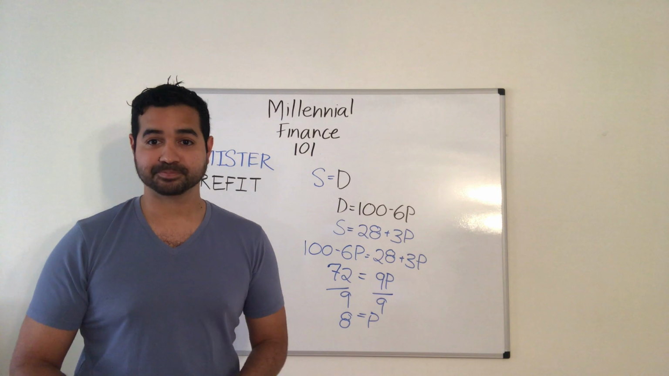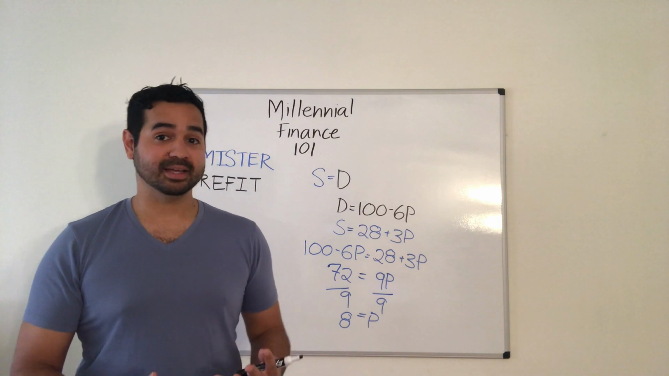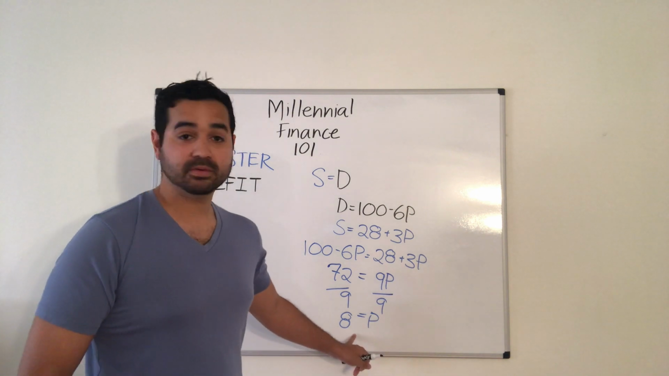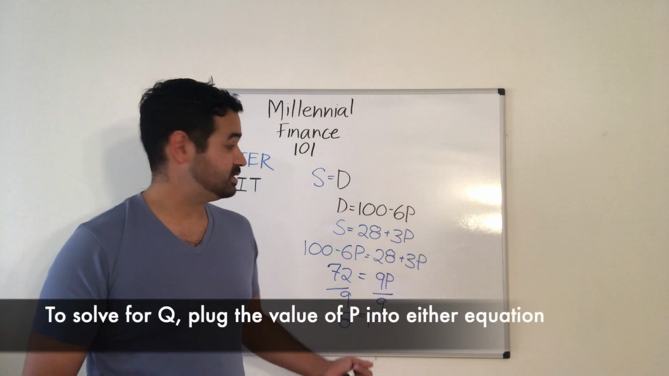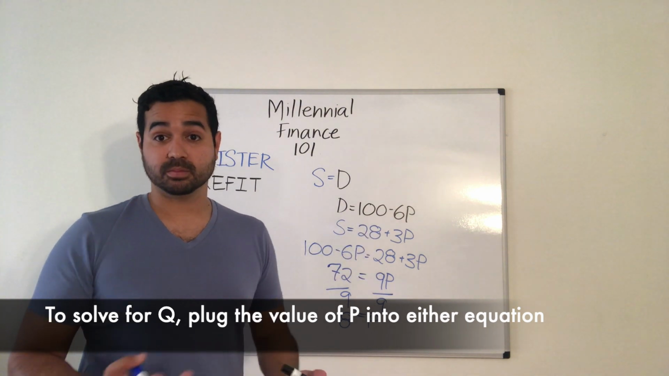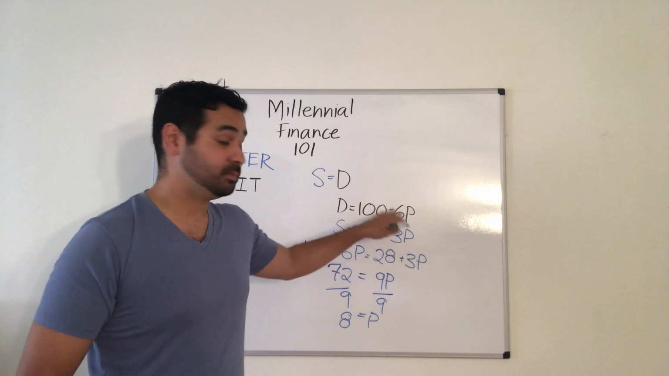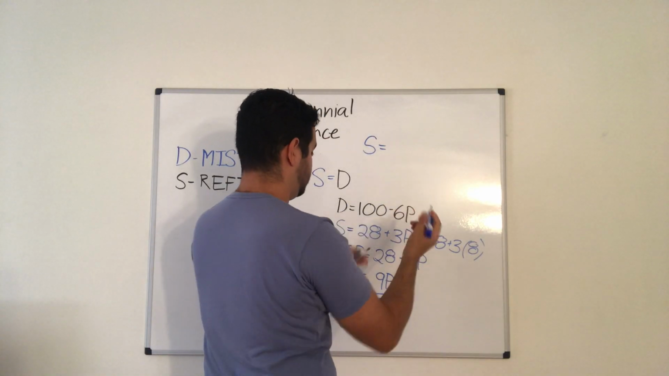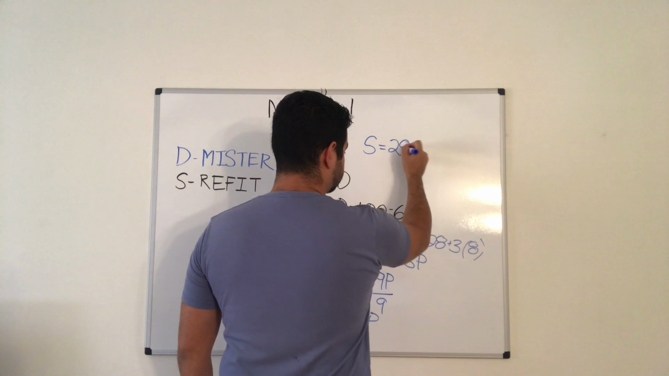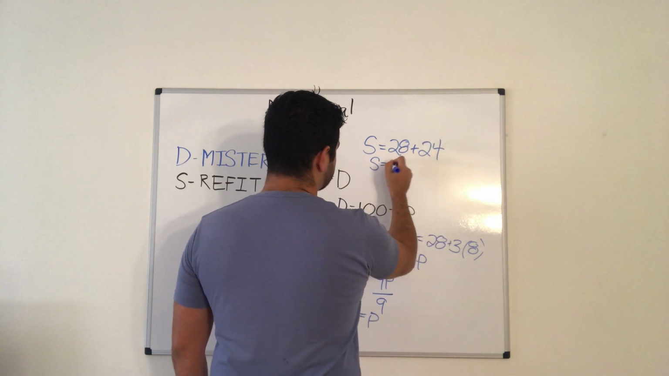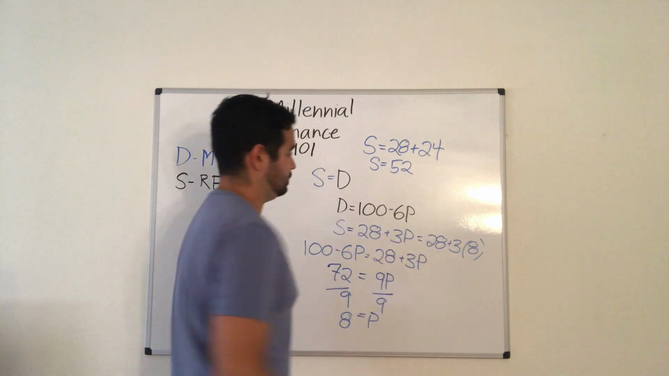Pretty simple, right? Now, that's price. How do we figure out quantity? Well, pretty simple. We take this value of 8 and we plug it into either one of these equations. Now, it doesn't really matter which one it is because they'll both be equal. Regardless of where you plug it in, you'll get the same number. Or S, we'll say, equals 28 plus 24. S is going to equal 52.